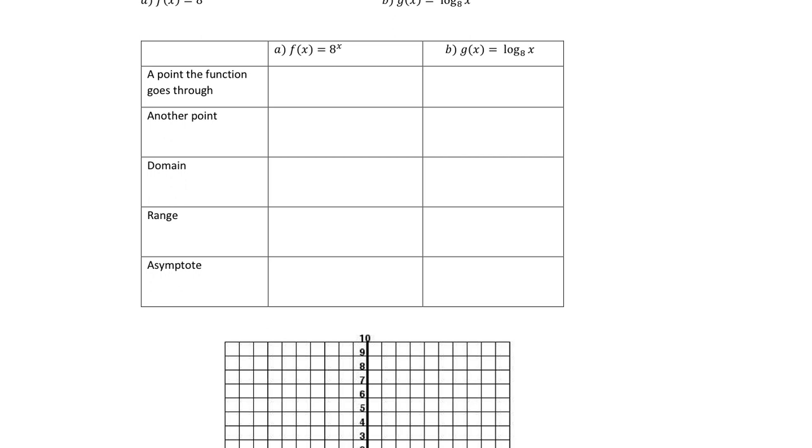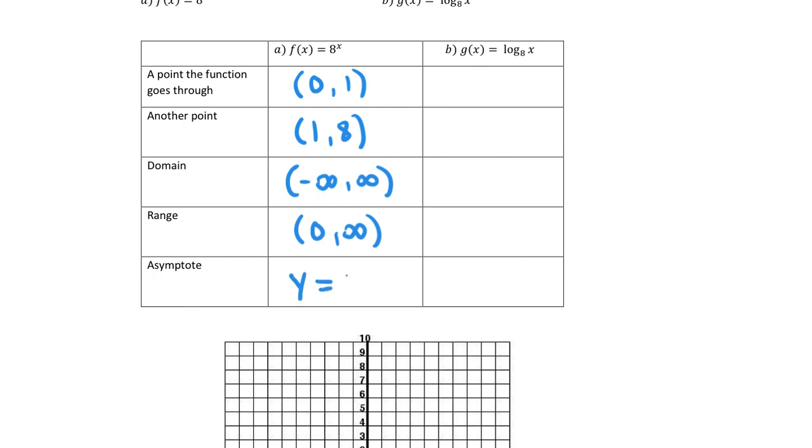So we're going to graph f of x equals 8 to the x and g of x equals log base 8 of x. So f of x equals 8^x always will go through certain points. They will always go through the point (0, 1) and (1, 8), whatever the base is. The domain for exponential functions is always negative infinity to infinity, and the range is always 0 to infinity. There will be a horizontal asymptote at y equals 0.